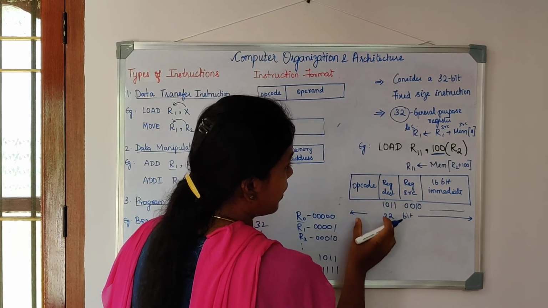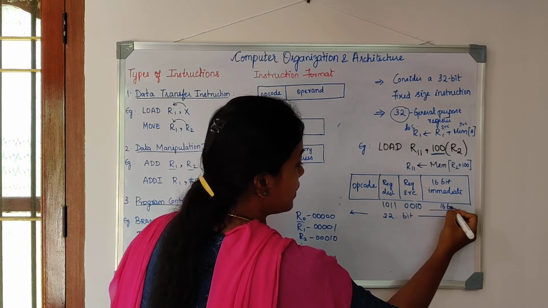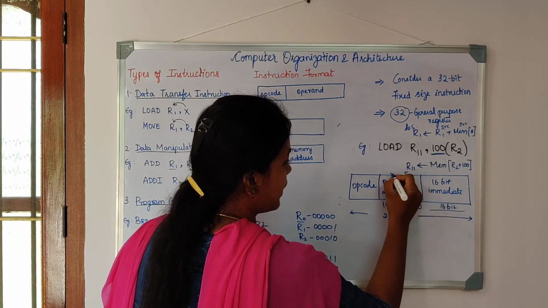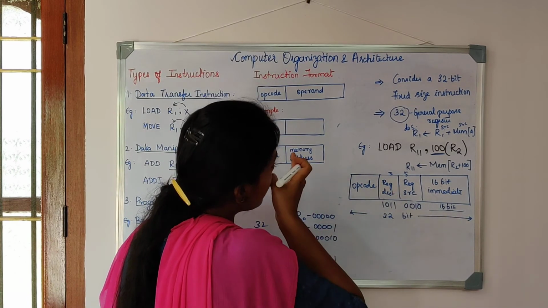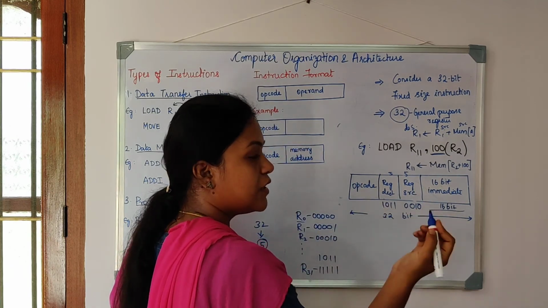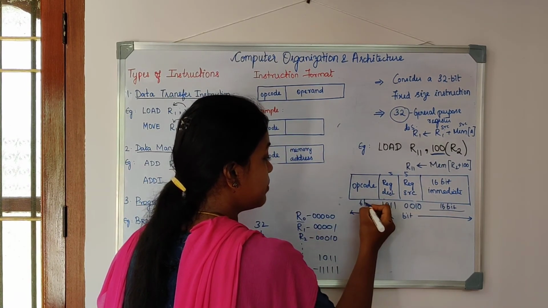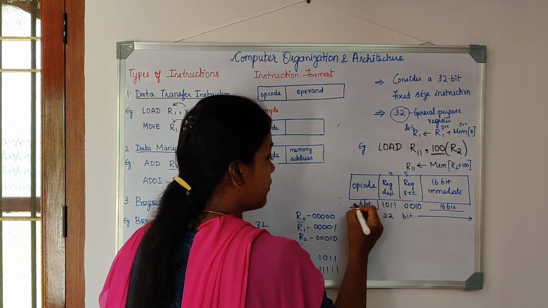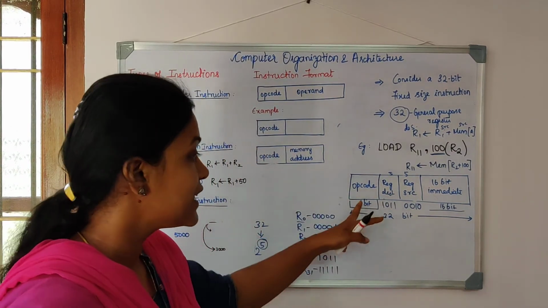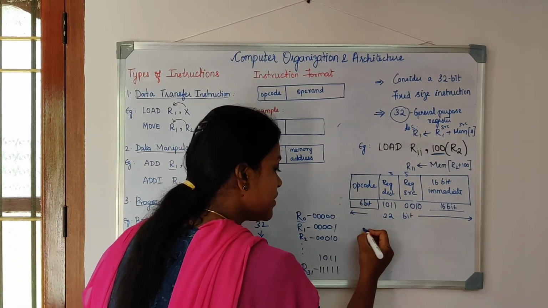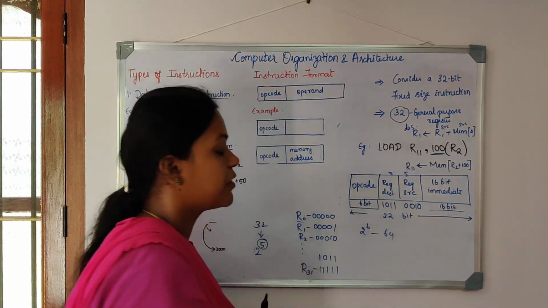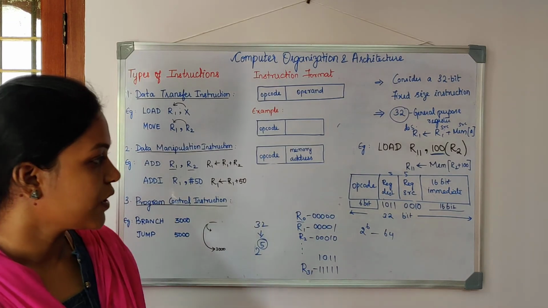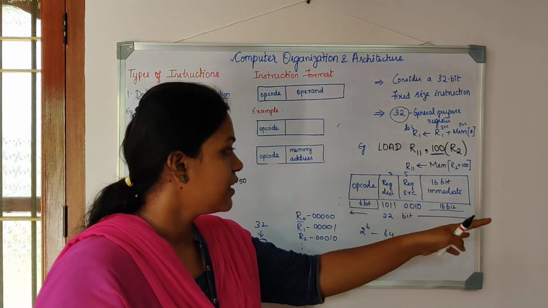And the operand bits in total: this is 16 bits, this is 5 bits, this is 5 bits. 5 plus 5, 10, plus 16 is equal to 26. 32 minus 26 is 6 bits. So the total number of bits given for the opcode is 6 bits. So the number of operations possible is 2 power 6, which is 64 operations possible in this example.